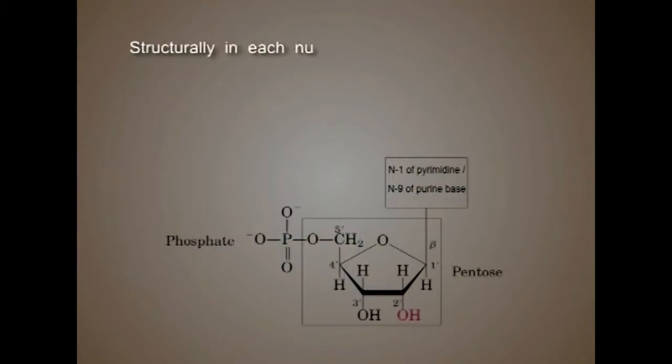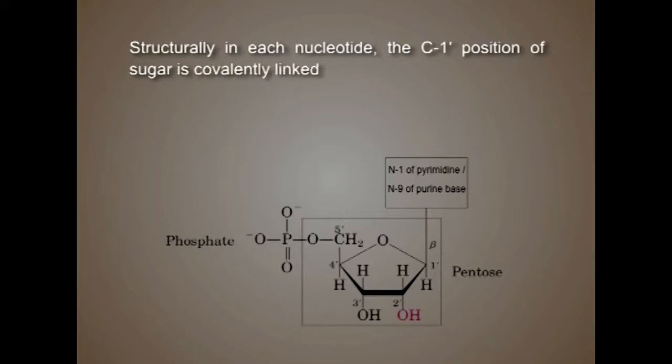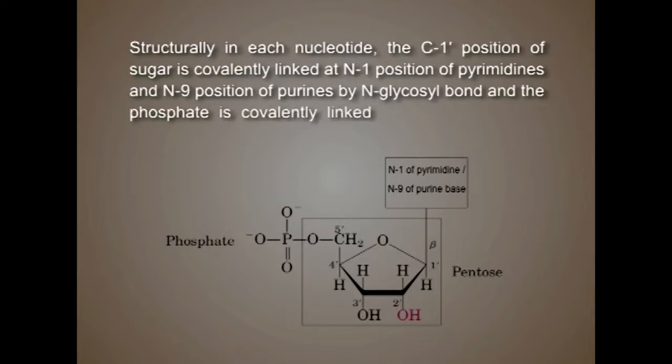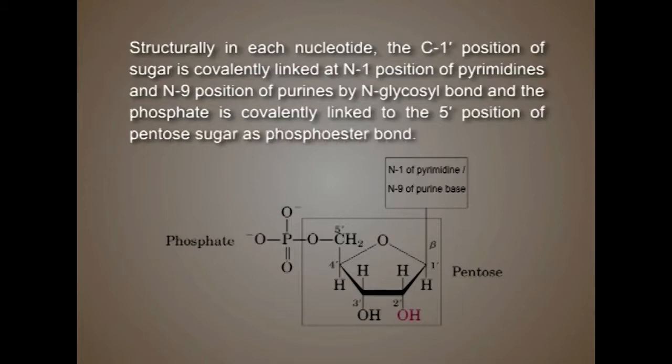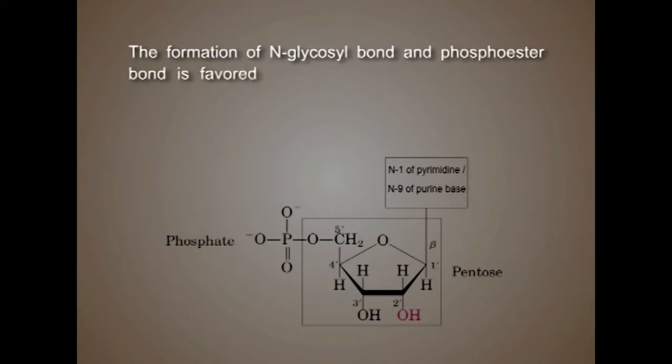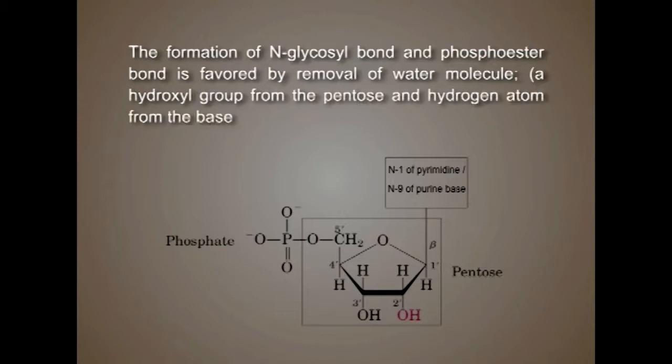Structurally, in each nucleotide, the carbon 1 position of the sugar is covalently linked at the N1 position of pyrimidine and the N9 position of purine by a glycosyl bond, and the phosphate is covalently linked to the 5' position of the pentose sugar as a phosphoester bond. The formation of the N-glycosyl bond and phosphoester bond is favored by removal of a water molecule, a hydroxyl group from the pentose and a hydrogen atom from the base and phosphate.